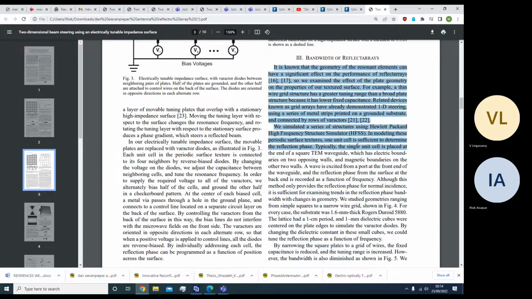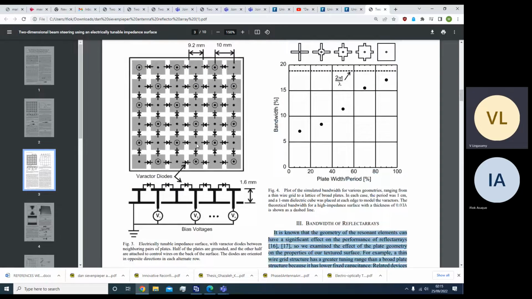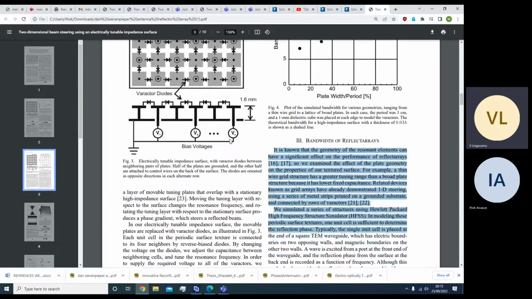So they said, typically, the single unit cell is placed, one unit cell, can you see here? One unit cell is sufficient to determine the reflection phase. Like what I said before, one unit cell is sufficient. But I don't think they use one unit cell. Wait, one minute. So this unit cell they are talking about is, as I said before, itself, right? They are only talking about that patch. That's all. Patch with the VR and then ground plane. That's all. Okay. So can you go up, please?